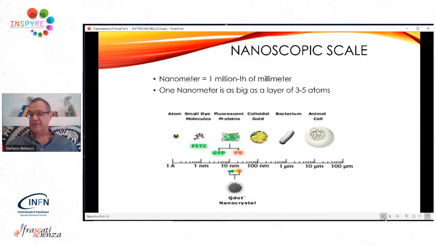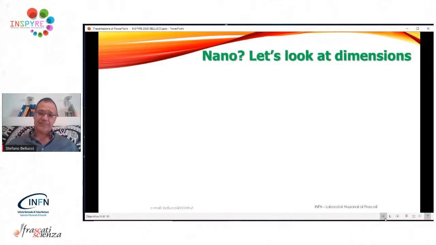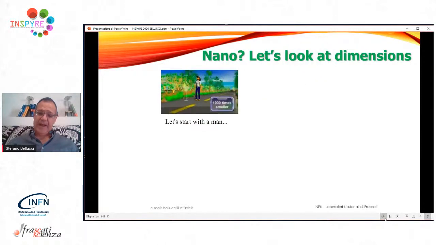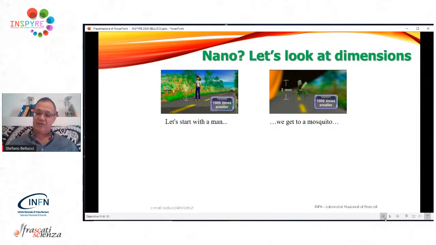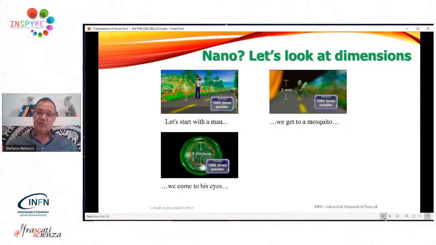A virus, because nowadays we talk a lot about viruses, is typically a few hundred nanometers, so between the colloidal gold particles and the bacterium. If we want to compare this size to the human size, you can start with a tall man, about 2 meters tall. Reduced by a factor 1,000 in size, you get down to the size of an insect like a mosquito, about 2 millimeters. Reduced by a factor 1,000, we get to a feature of the mosquito, like its eye, about 2 microns in size.